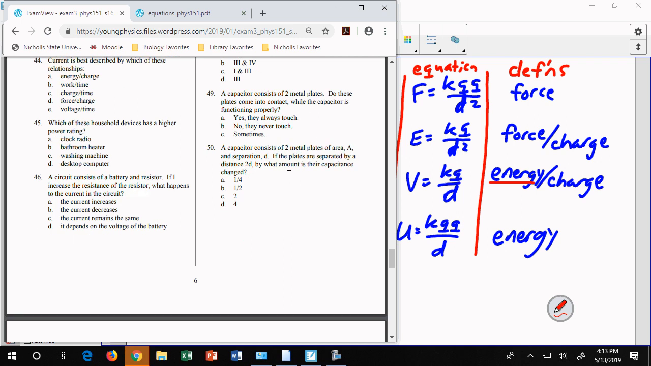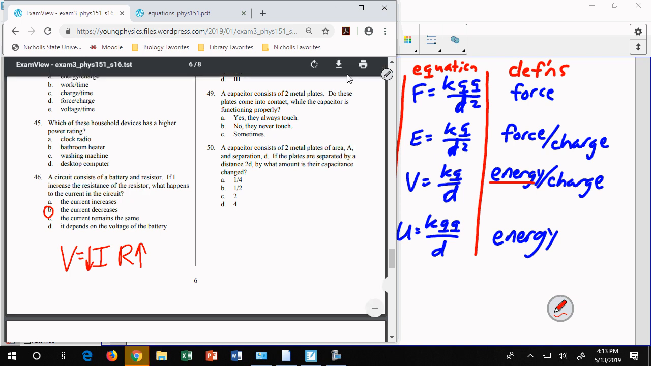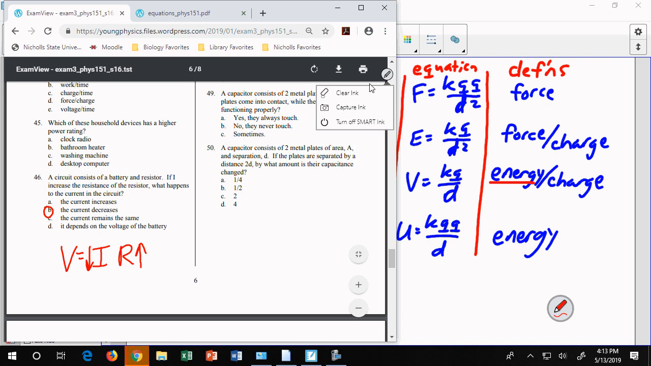Okay, so what do resistors do? They limit the flow of electricity. They limit the flow of current. So if my resistance goes up, it's limiting the current more, so the current decreases. Or I can think about it in this way: V is equal to IR. If R goes up, I goes down. Yeah, that's a good way to think about it.